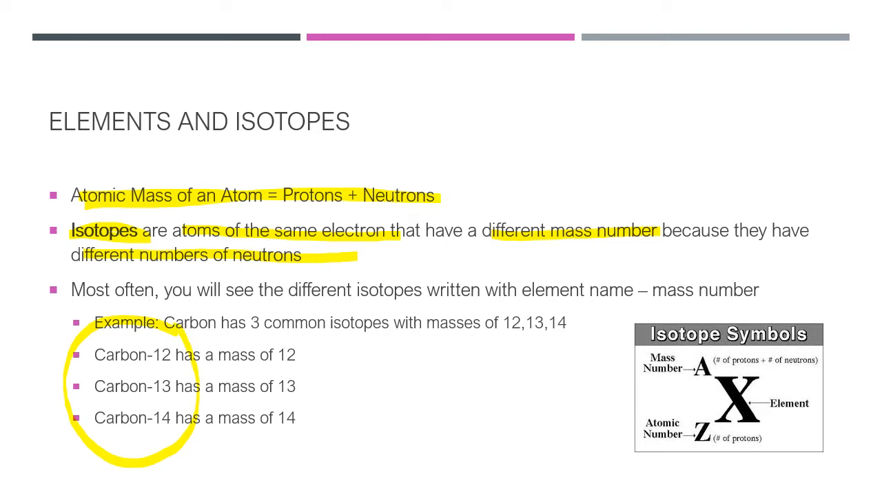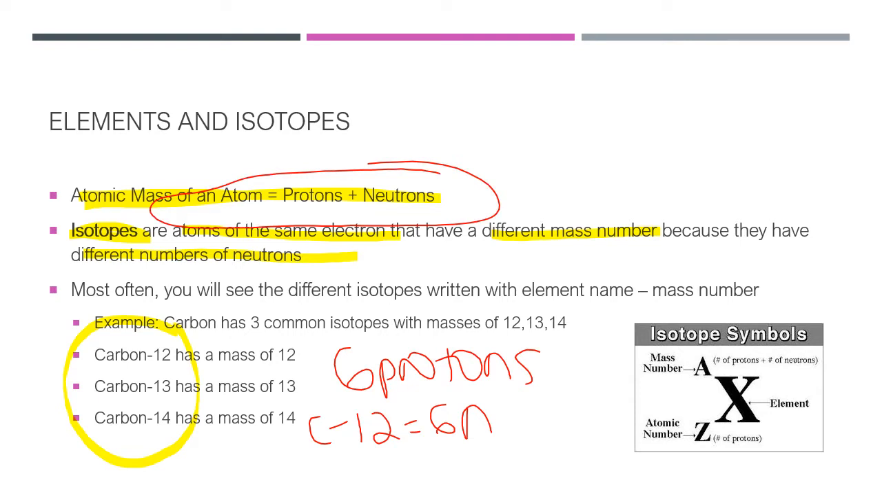14. That just means carbon 12 has a mass of 12. Carbon 13 has a mass of 13. Carbon 14 has a mass of 14. And all carbon has 6 protons because it's carbon. And so that carbon 12 must have 6 neutrons because protons plus neutrons equals the mass. That carbon 13 then has to have 7 neutrons. 7 plus 6 is 13. And then carbon 14 must have 8 neutrons because 6 plus 8 is 14.